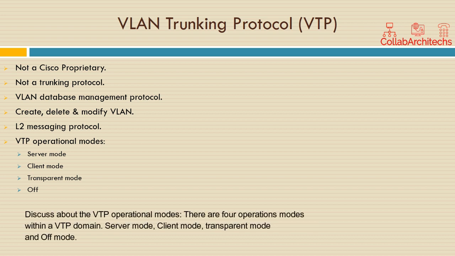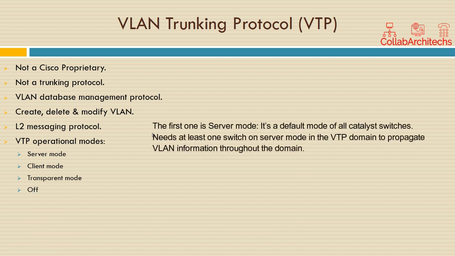Now let's discuss the VTP operational modes. There are four operational modes within a VTP domain: server mode, client mode, transparent mode, and off mode. The first one is the server mode. It's the default mode of all Catalyst switches. You need at least one switch in server mode in the VTP domain to propagate VLAN information throughout the domain.